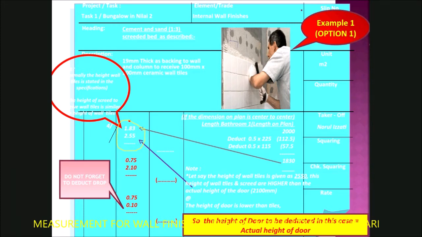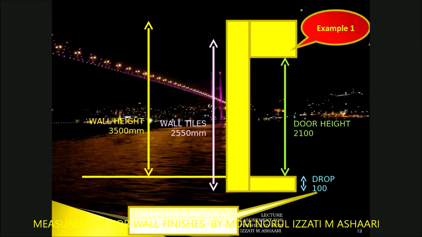Then this is the example where you have to deduct the door area, but don't forget to deduct the area below the door where you have the drop. So the height of the door to be deducted in this case is the height according to the actual height of the door. If you refer to this example, this is the example of the measurement for the screeded bed, and for the tiles where the door is below the wall tiles. The door is below this. So when you would like to deduct this door height, you can take the whole dimension of the door height.